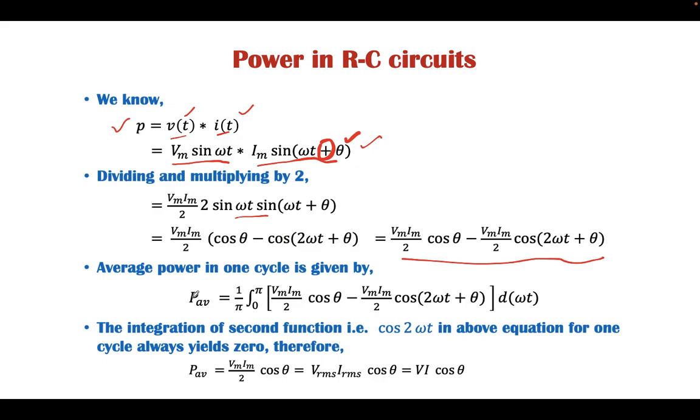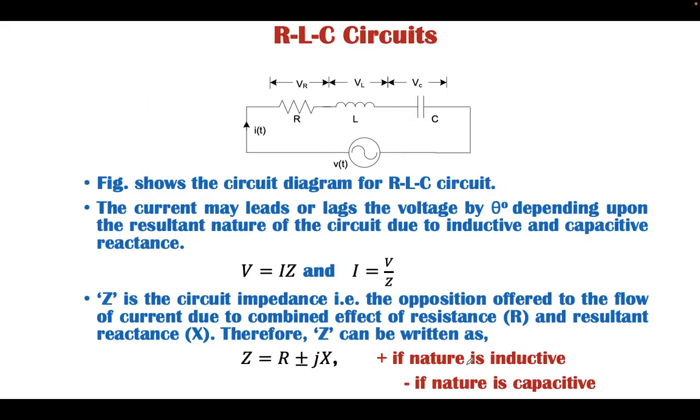Now to find the average value over the complete cycle, we are taking the limit from 0 to pi. The factor will be 1 by pi, and integrating this function with respect to d omega t, the resultant value of P will be equal to Vm Im by 2 cos theta. Since the other term is cos of 2 omega t, that function will become 0, and the resultant power will be VI cos theta. It is the same as in the inductive circuit.